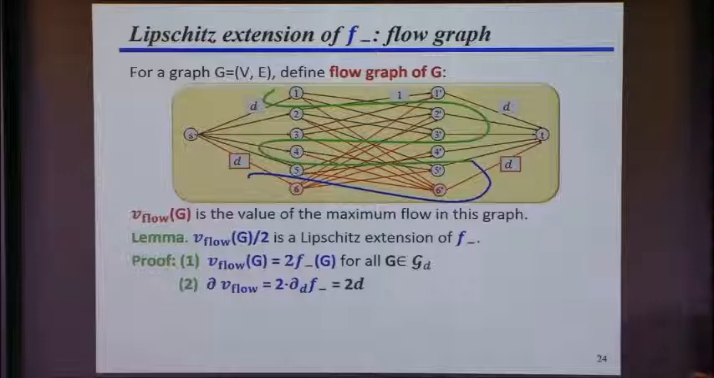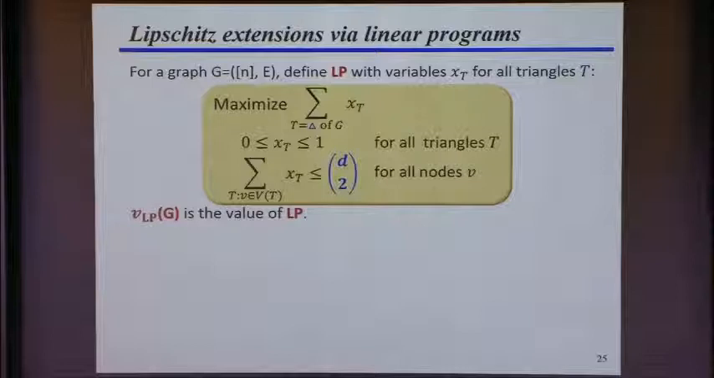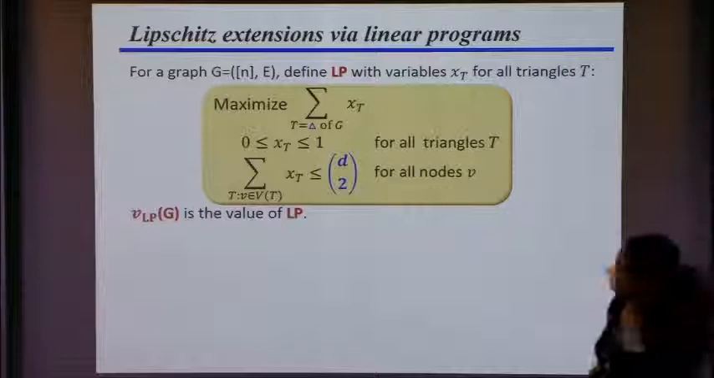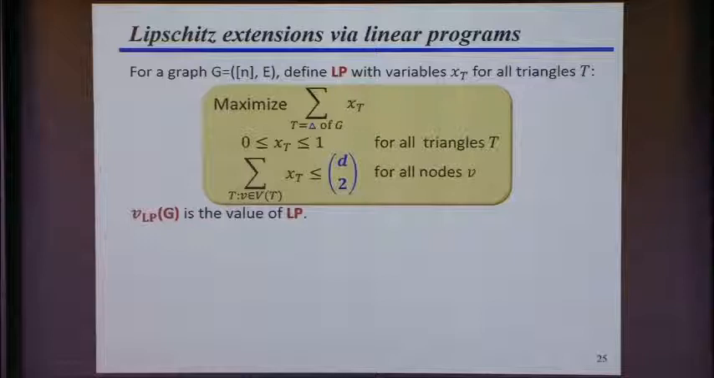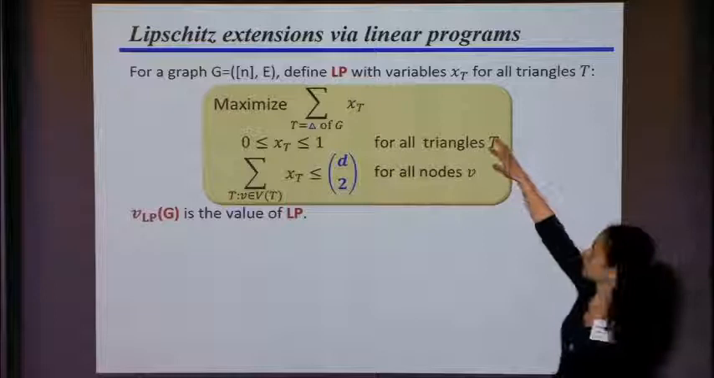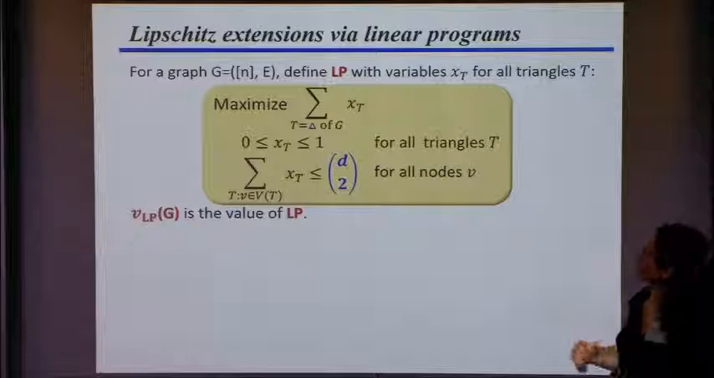So let's move on to the Lipschitz extension via linear programs. This idea can be generalized to graph counts by using linear programs. So now, again, we're given a graph, and we define the corresponding LP program with variables. Let's do it for the number of triangles, and then it's easy to see how to extend it to all degree counts. But the linear program becomes much larger for counts including larger subgraphs.